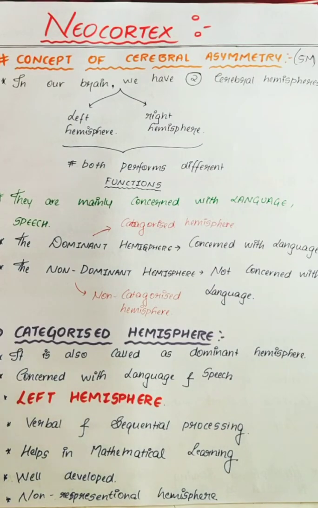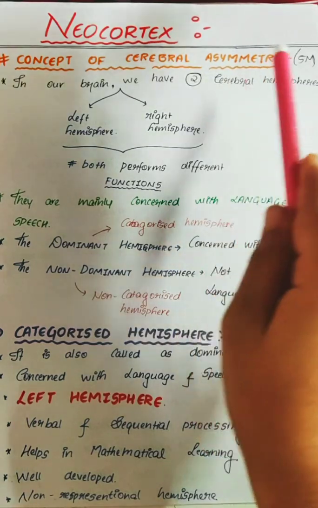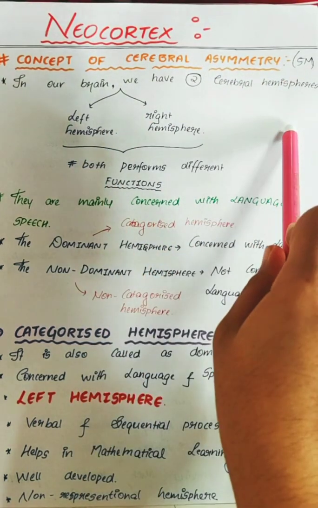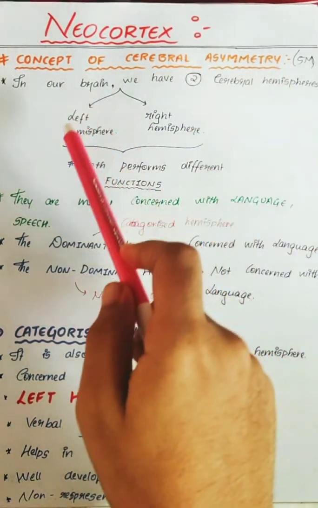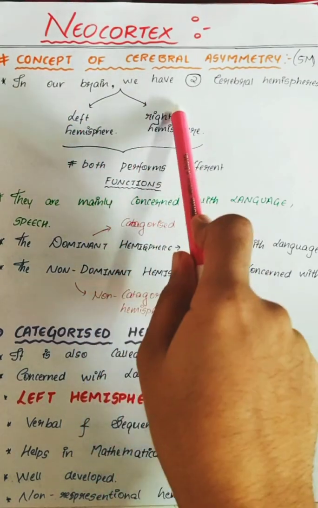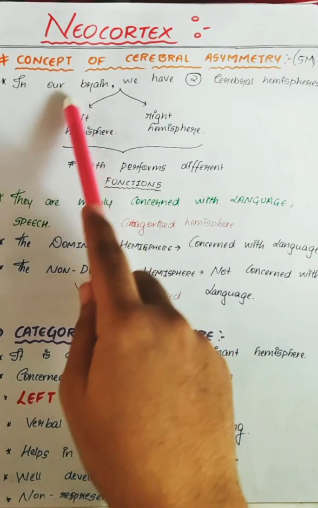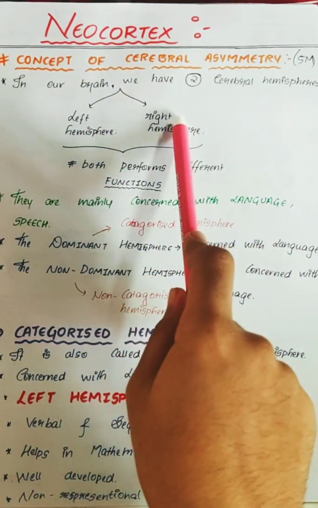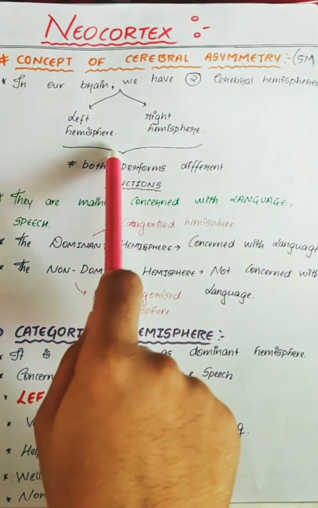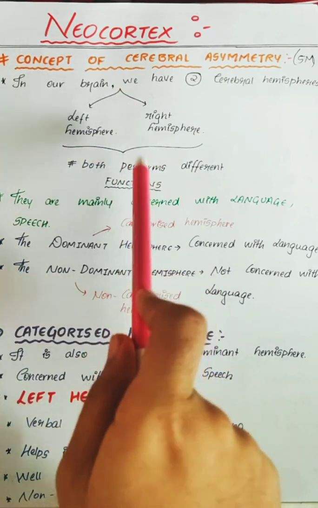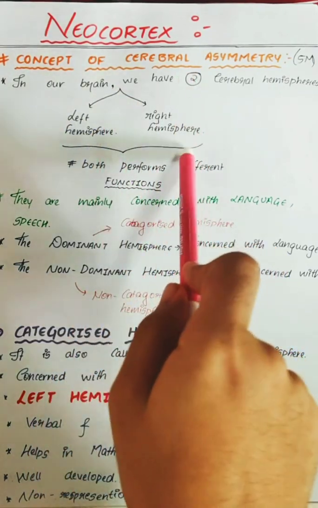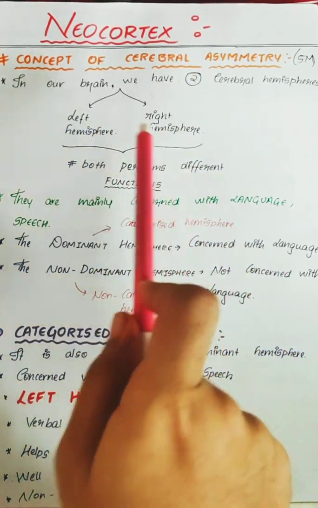Class, I'll be teaching the Neocortex chapter, one of the important questions, that is the concept of cerebral asymmetry. This question is usually asked for 5 marks. As we know, in our brain we have two cerebral hemispheres, one on the left side and one on the right side. Both look the same structurally, but functionally they are different.